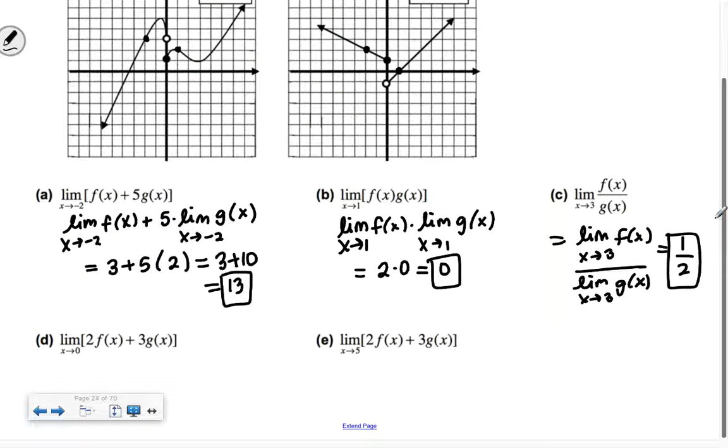All right, so how about this one? The limit as x goes to 0 of 2 f of x plus 3 g of x. So we're going to pull the 2 out, and we're going to say the limit as x goes to 0 of f of x plus, well, I'm going to pull the 3 out, so 3 times the limit as x goes to 0 of g of x.